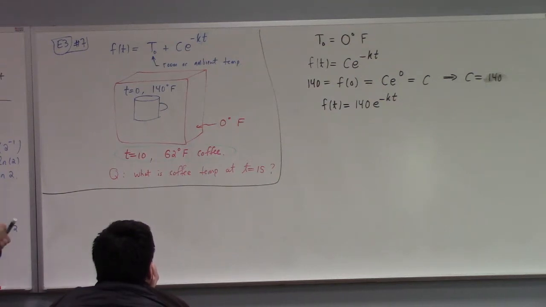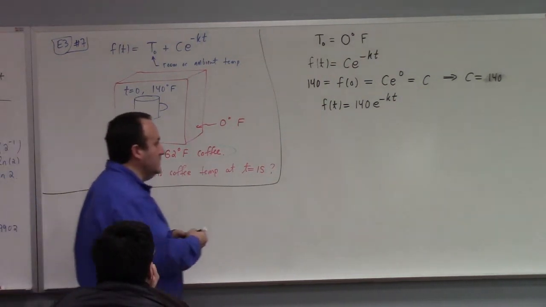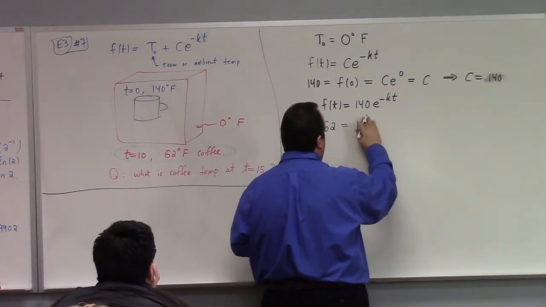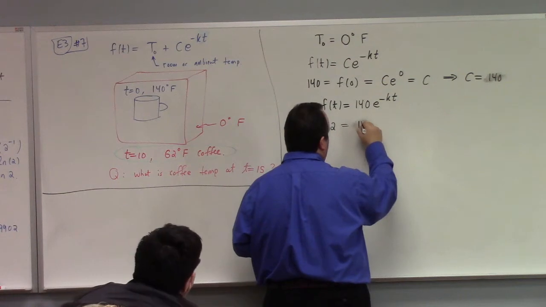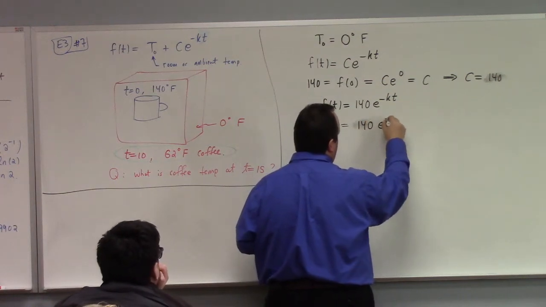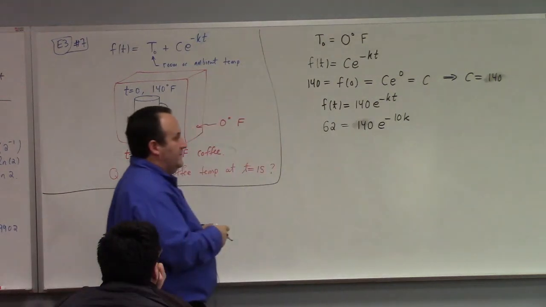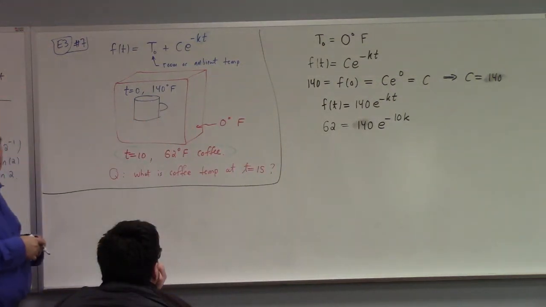That means if we plug 10 into the temperature function, we get back out 62, right? So if we plug 10 into Newton's law of cooling here, we get 62 is equal to 140. I keep writing 140 as 114. Something's wrong with me. 140 e to the minus 10k. We don't know k yet, but we'd like to. So can we solve for that?